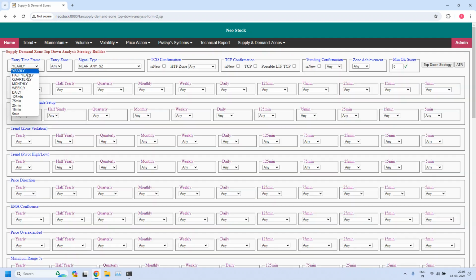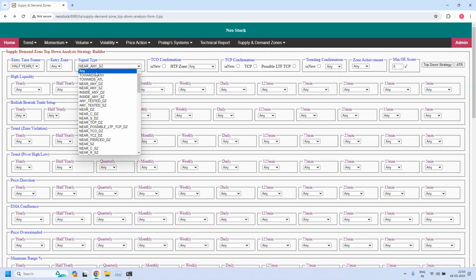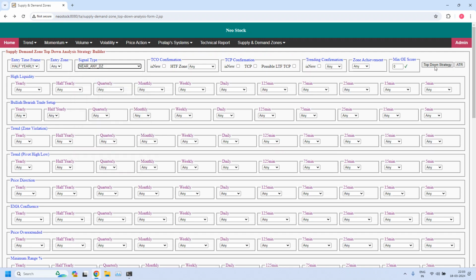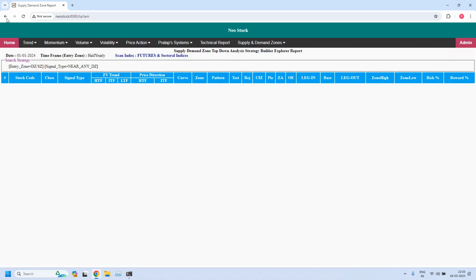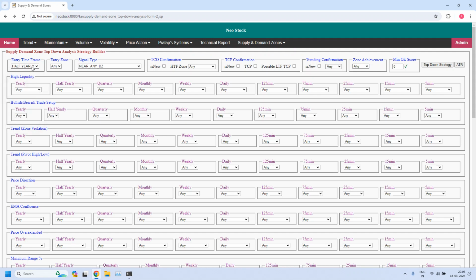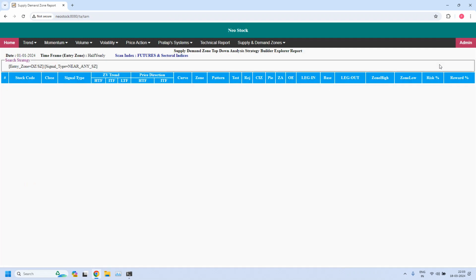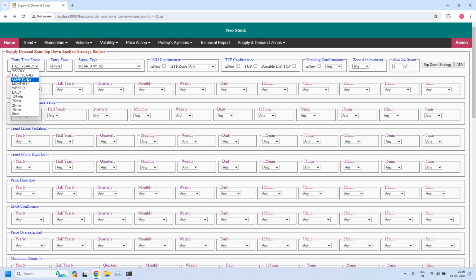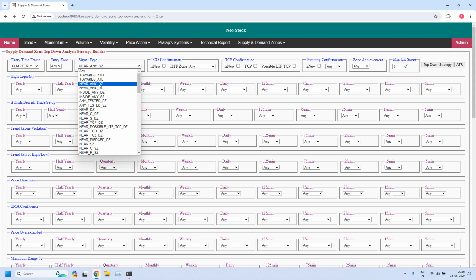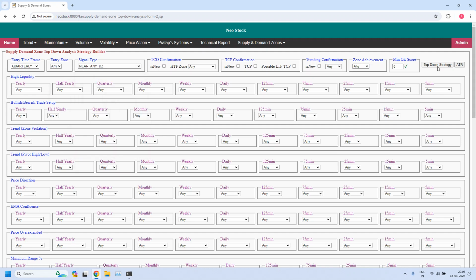Let's go back. Half yearly time frame, let us find the stocks near half yearly demand zone. So no half yearly demand zone stocks. And half yearly time frame, let us identify the stocks near half yearly supply zone. So this is also no stocks are available. Now I am changing the time frame to quarterly. Let us identify the stocks near quarterly demand zone.